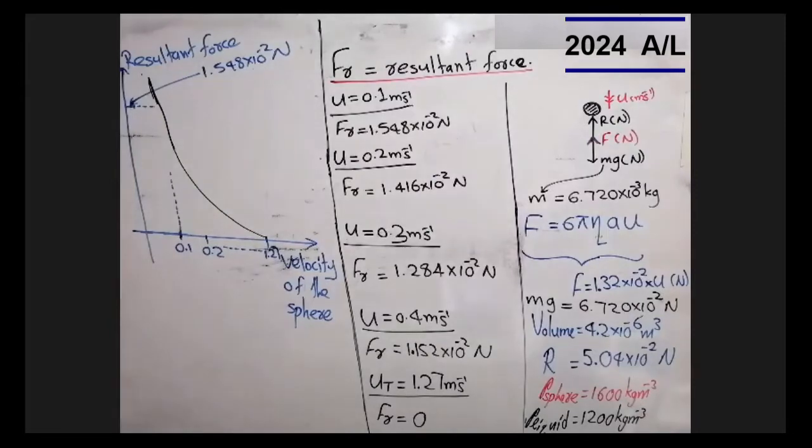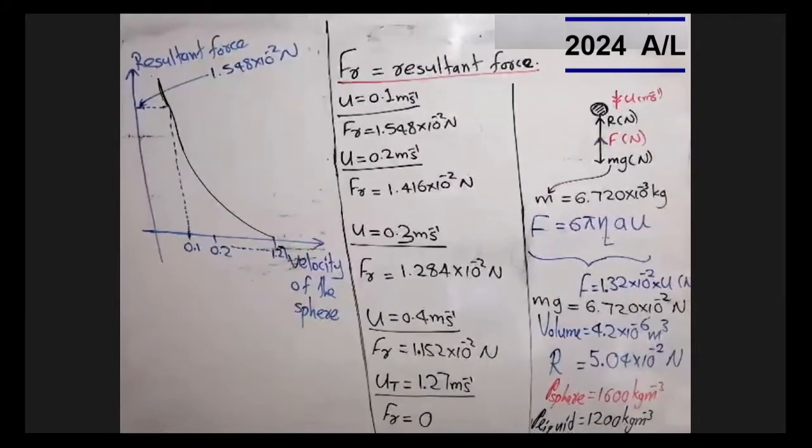Right, please complete this graph here. Please draw this graph, the graph which shows the variation of the resultant force with the velocity of the sphere. Draw it.